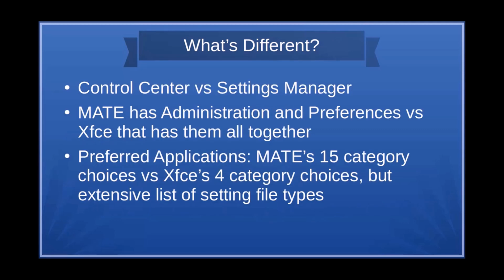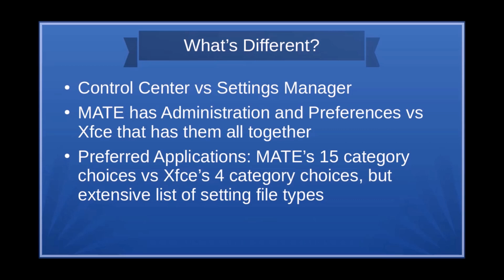The other big thing that I discovered as you try to compare is that terminology is different. In MATE, you have a control center. In Xfce, you have a settings manager. MATE kind of divides all the settings and controls up into a number of subcategories, and has one that shows these are administrative settings, these are controlling your preferences. In Xfce, it's kind of like one big long list.